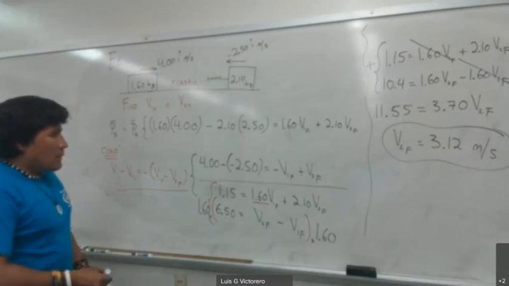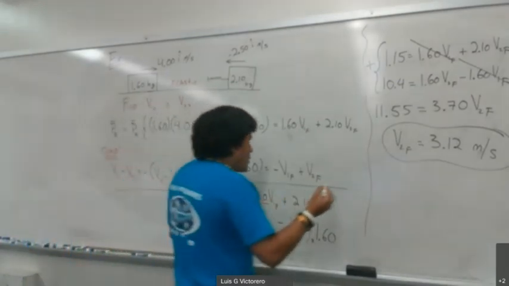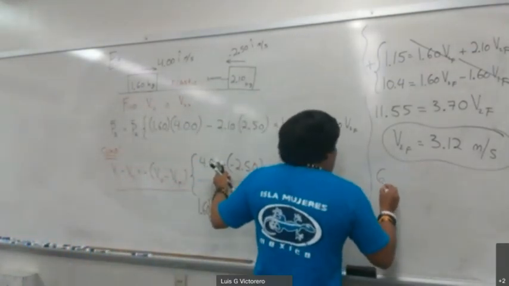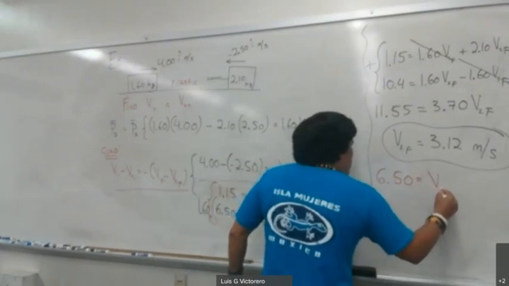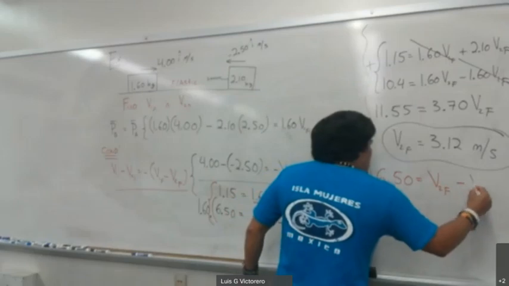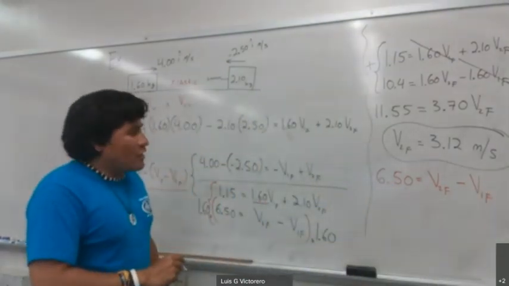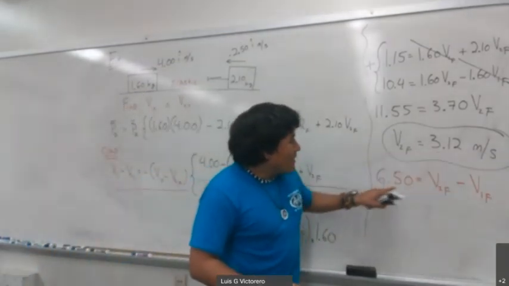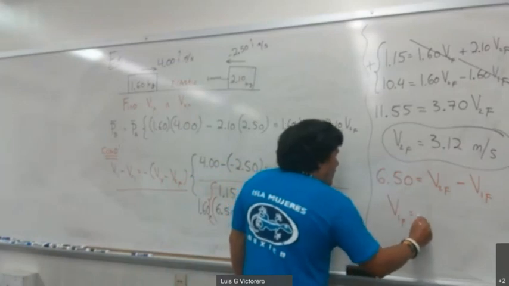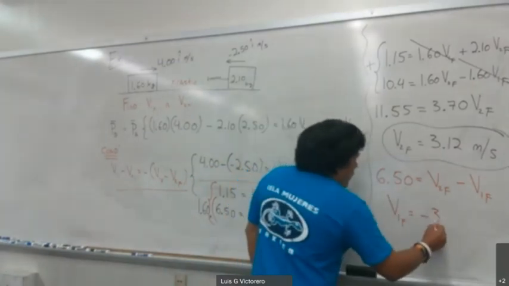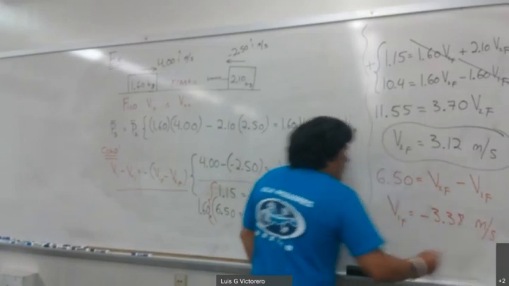All right, but that's not enough. I need to get V1 final. Let's start with this equation. Remember this equation? 6.50 equals V2 final minus V1 final. Guess what? You're going to get V1 final to be negative, because V2 final is that, and this went minus that. V1 final will be negative 3.38 meters per second.